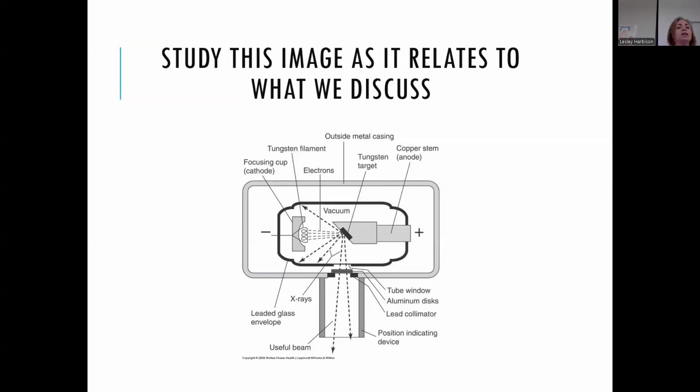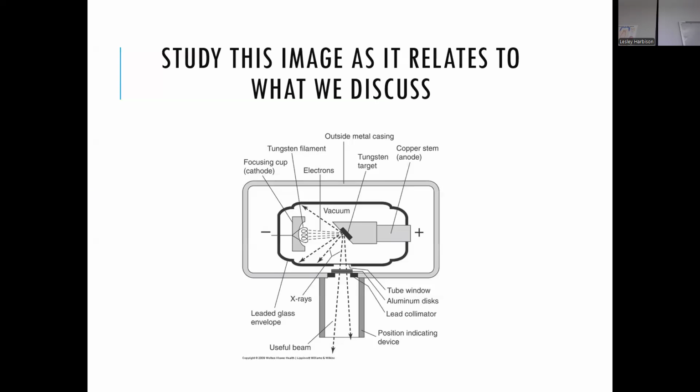If you try to match up what you're looking at on the PowerPoint, it might get a little bit hairy. So what I want you to focus on is the negative and the positive. On the negative side, you have a curved piece and then a squiggly coil. And on that side is where it looks like the electrons are being generated. The purple curved piece, make a label that says focusing cup. That's the focusing cup.